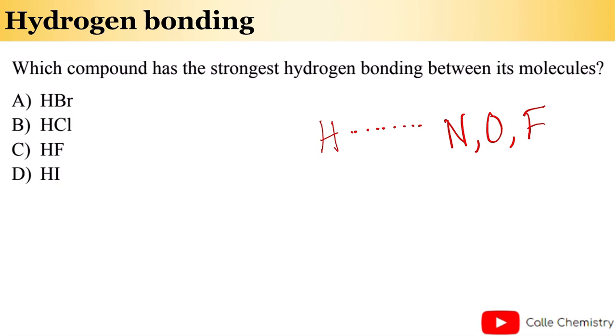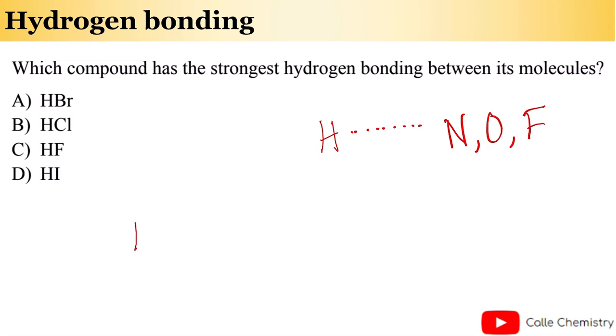HBr will not have any hydrogen bonding because it doesn't include N or O or F. So we can cross that one out. HCl, same thing, doesn't have N, O, or F. And then we have C and D. C is HF and D is HI. The one that would have hydrogen bonding between its molecules is C, HF.